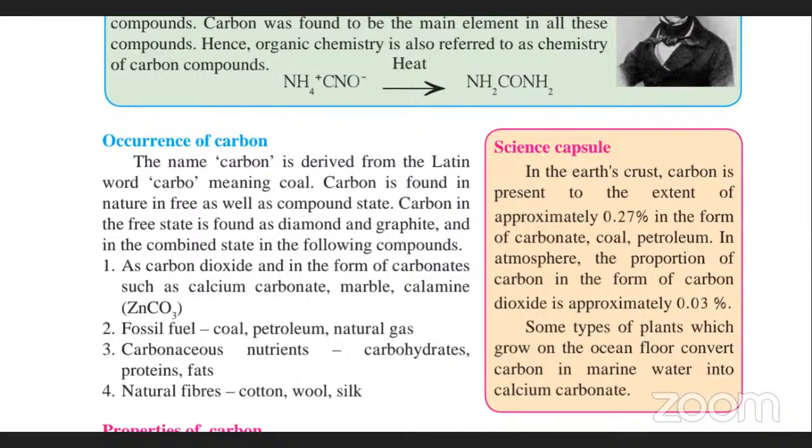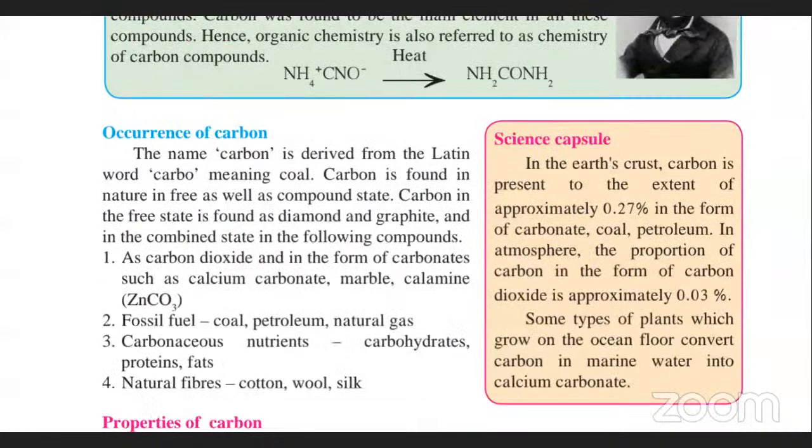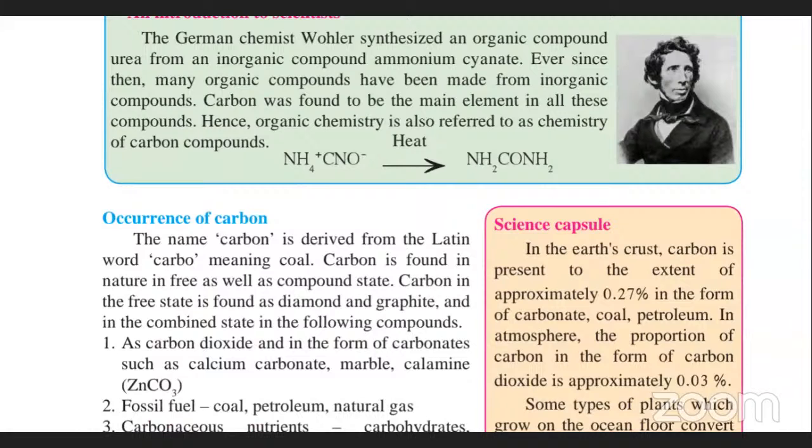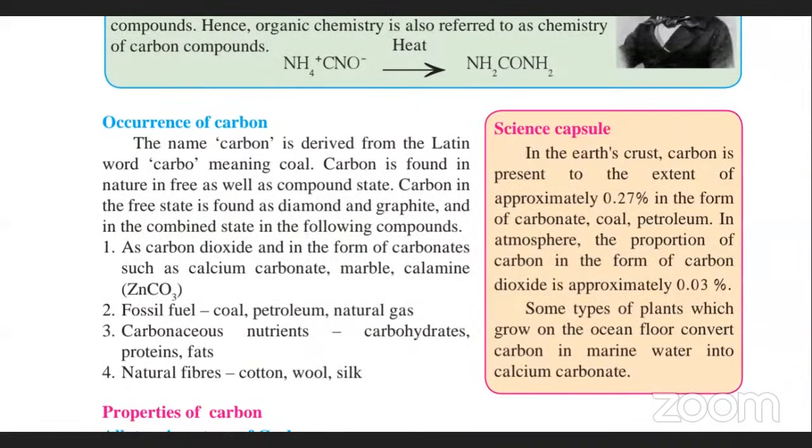Just now we discussed that carbon can occur in nature in free state or in combined state. Free state means only carbon will be there, with no other element combined with it. And in compound form, carbon will be combined with another element. Carbon can be combined with oxygen, with sulfur, or with some other metals.